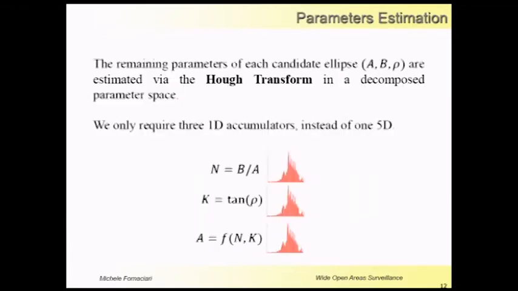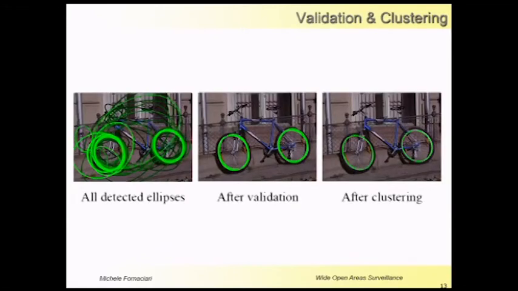Now that I have the center, I need to estimate the other 3 parameters. I do this in a Hough transform framework in a decomposed space. So I just need 3 one-dimensional accumulators instead of one 5-dimensional accumulator, which is required by the standard Hough transform. This saves a lot of computational power and a lot of memory. So I first detect all the ellipses in an image. Then I discard the ellipses with a low score. After that, I have to cluster similar ellipses to get a single response.